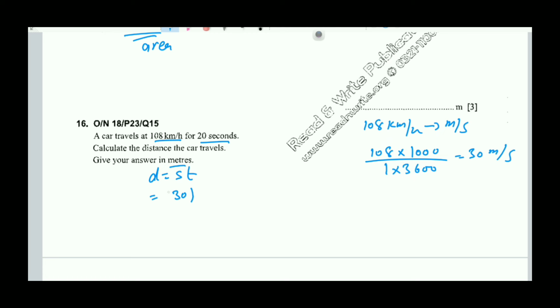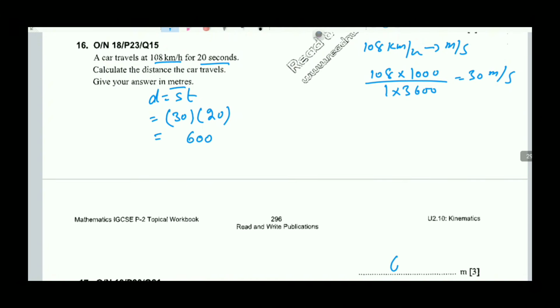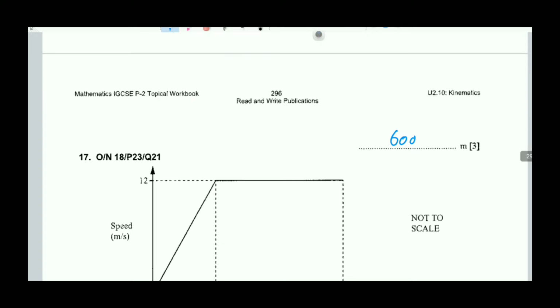30 will be taken as speed and time is 20. So you have to make sure that units are the same. Now speed is in metres per second, time is already in seconds, and you will get the answer in metres. That is 600, and 600 is the final answer.